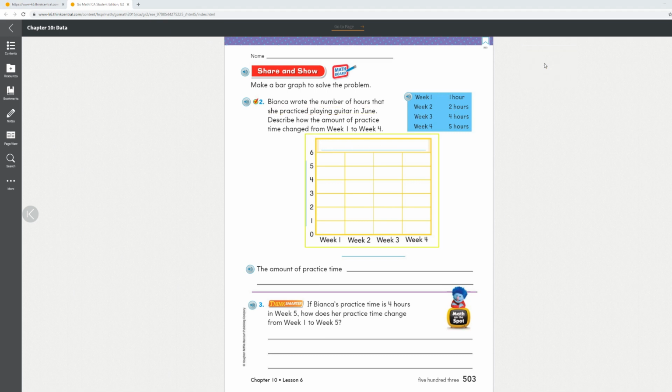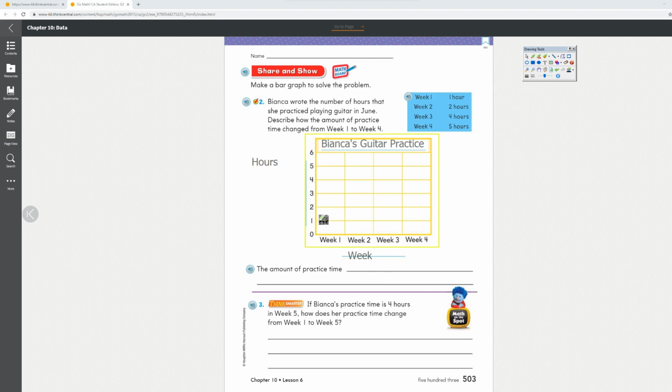So let's start with the title. The title could be something like Bianca's guitar practice. Something along those lines. Now, what do these numbers represent on the left? Those numbers are the hours that she practiced her guitar. And then what do these weeks have in common? What can we write for that category? They're all weeks, so we can just put week here. So week 1, week 2, week 3, week 4. They're all weeks. Now we can start filling out the data.